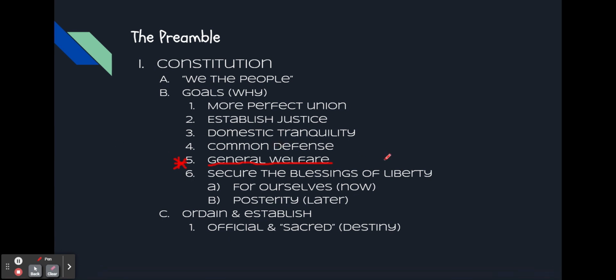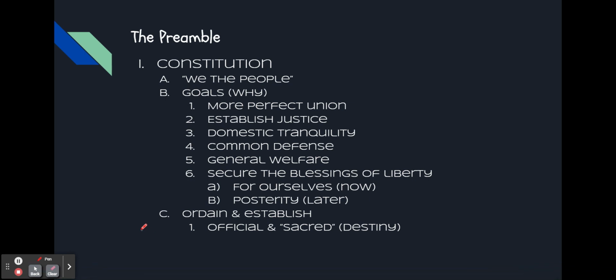For ourselves, that would be the here and now of the Constitutional Convention era. And for our posterity, that's the people, the children who will come after us. The Constitution is meant not only for now, but for later. It's meant to last.